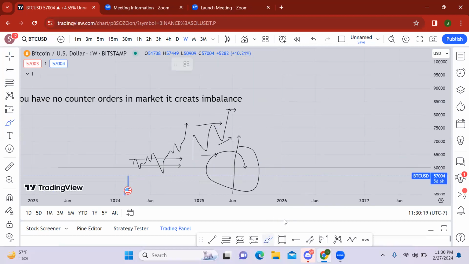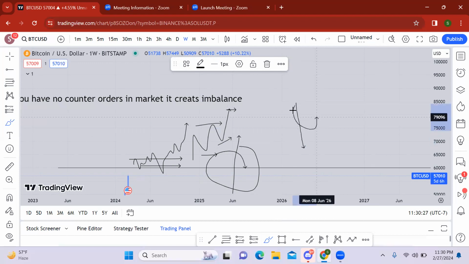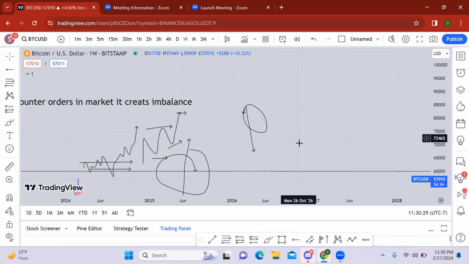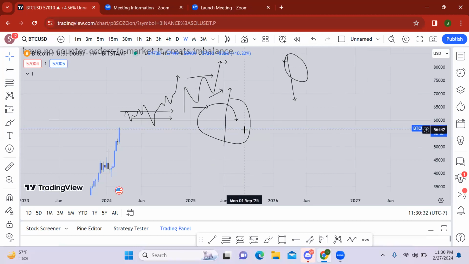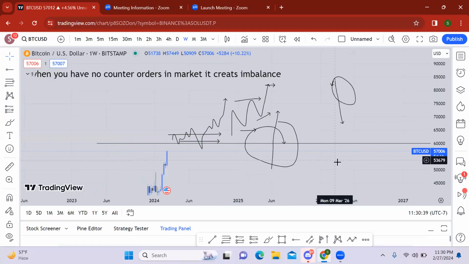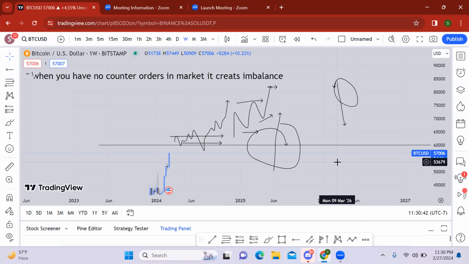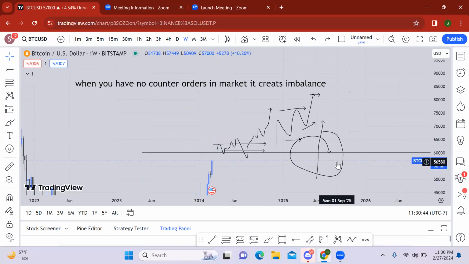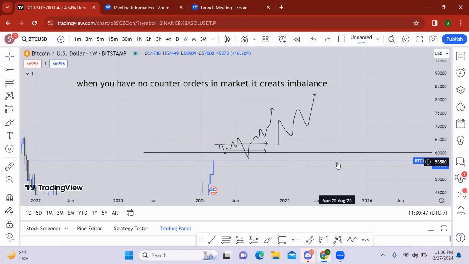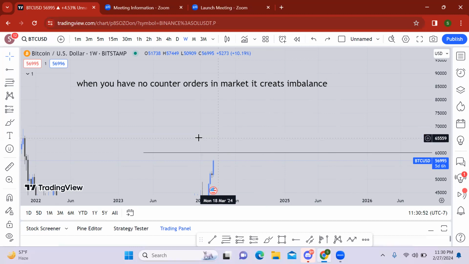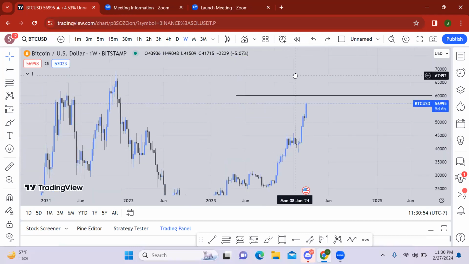Same goes for a downtrend. No buyer here, everyone is selling. It creates imbalance. The third type is limit orders. If on a certain level there are only buy or sell limit orders, then price creates imbalance there. Hopefully you get the definition. I explained it in a very simple way here.